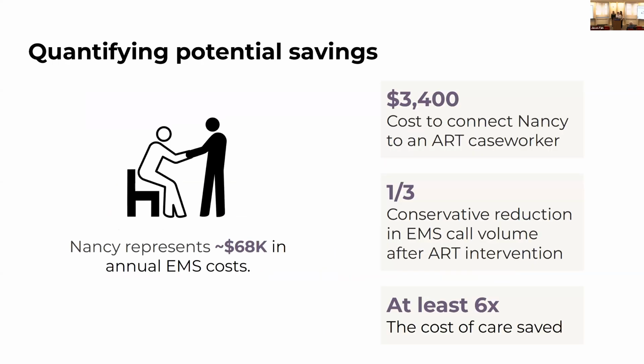Before we move on to the dashboard, I just wanted to close out this section by returning to our composite patient, Nancy. Nancy represents about $68,000 in annual EMS calls, 136 calls at $1,500 each, spread across 3 years. Connecting her to an ART caseworker costs approximately $3,400 per year. And even at a conservative 1/3 reduction in call volume, the intervention saves more than 6 times its costs. And the really key thing about our tool is that it gives Guilford County a way to identify the next Nancy before she's made 136 calls. In her case, probably after just a handful of early calls.